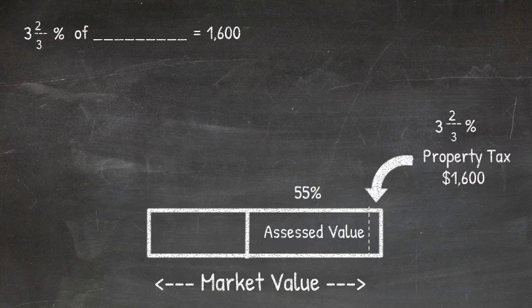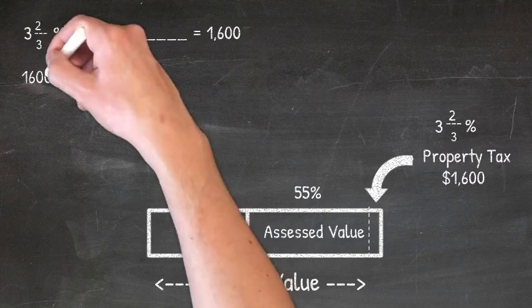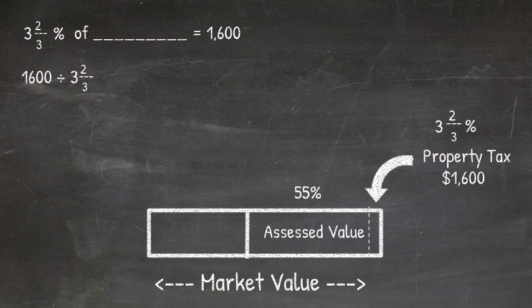Like we've done for a number of our previous problems, we know that this is equivalent to 1,600 divided by 3 2/3%. So if we divide 1,600 by 3 2/3, it will be easier if we convert this fraction to an improper one. This means if there are 3 wholes, there would be, in fraction form, 3 out of 3, or 3 threes, so 9, plus the 2 parts in the numerator make 11/3. So 1,600 divided by 11/3.